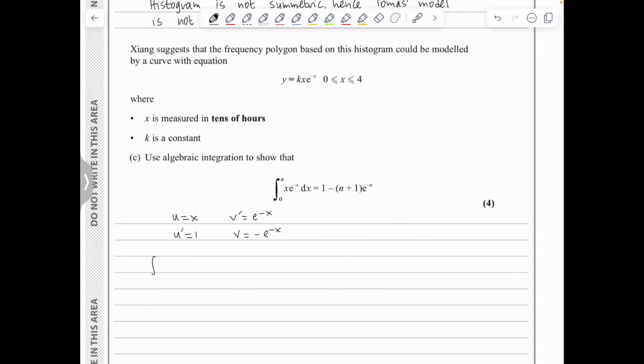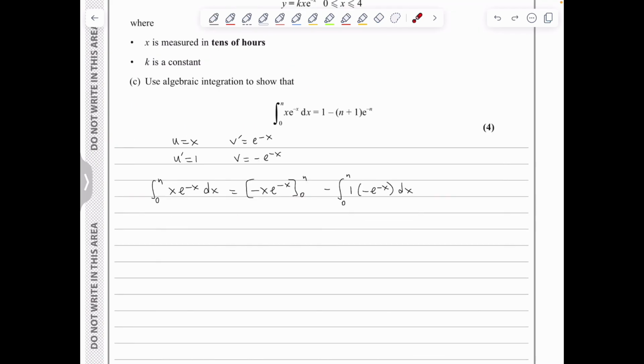So the integral from 0 to n of x e to the minus x dx will simply be minus x e to the minus x from 0 up to n, minus the integral of 1 times the negative e to the minus x dx from 0 to n. Now if I substitute n, the upper limit, I get minus n e to the minus n, and if I substitute 0, I simply get 0. Then it's plus because of the two negative signs, the integral from 0 to n of e to the negative x dx.